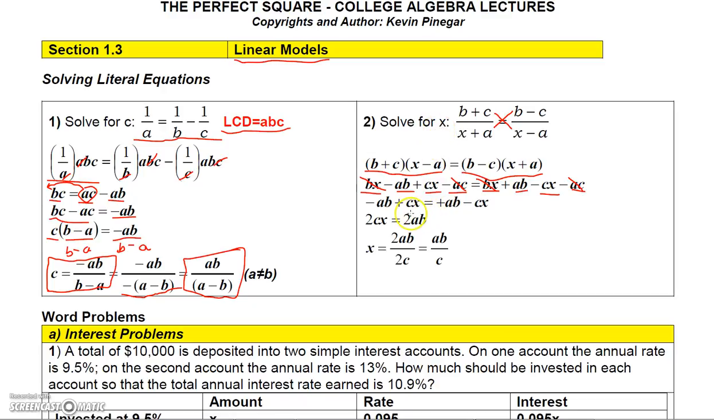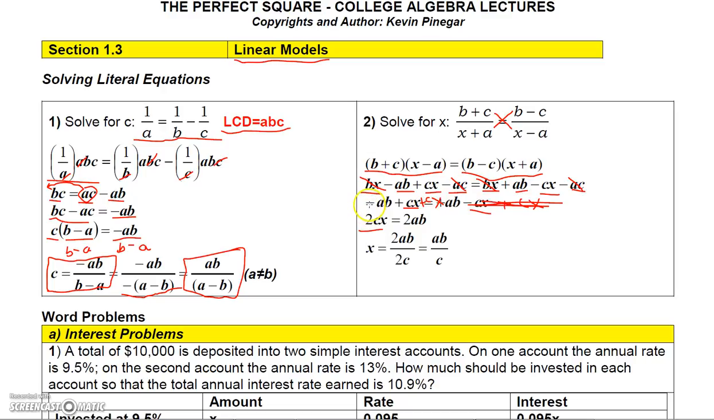So let's get the two terms that have the x in it. If I have a CX here, and a minus CX here, then what I could do is add CX to both sides. If I add CX here, then CX plus CX is 2CX, and then of course these are just going to cancel each other out. And so you're going to have just the AB.